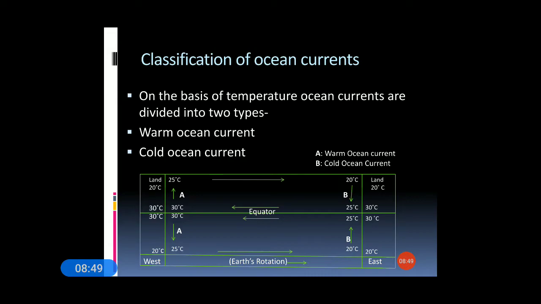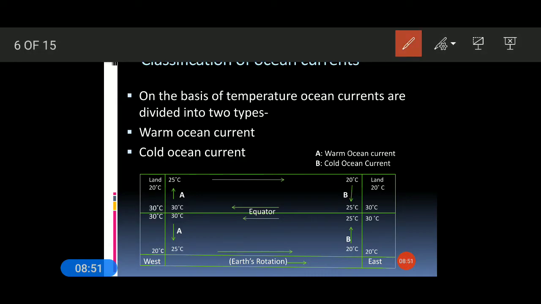Now you see in this diagram, in the eastern and western extent, there is a land body. This portion represents the equator, and as you move away from the equator, temperature also reduces. Here too, same.